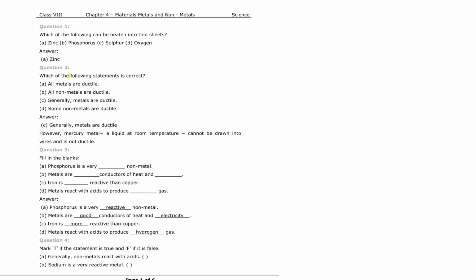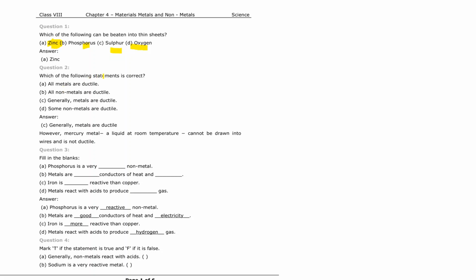So the first question is: which of the following can be beaten down into thin sheets? As we see, zinc is a metal, and it possesses the quality of malleability. So that's why zinc can be beaten into thin sheets, while phosphorus, sulfur, and oxygen are non-metals, so they do not exhibit this characteristic of malleability.